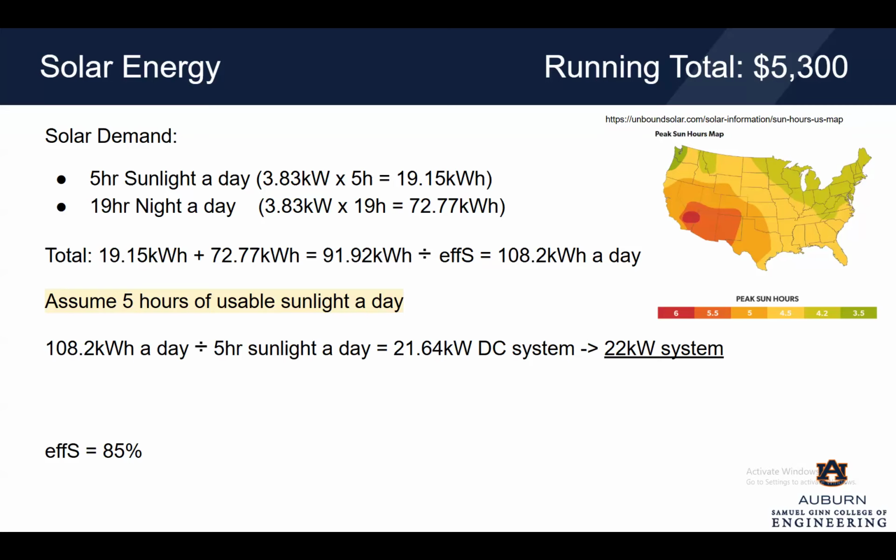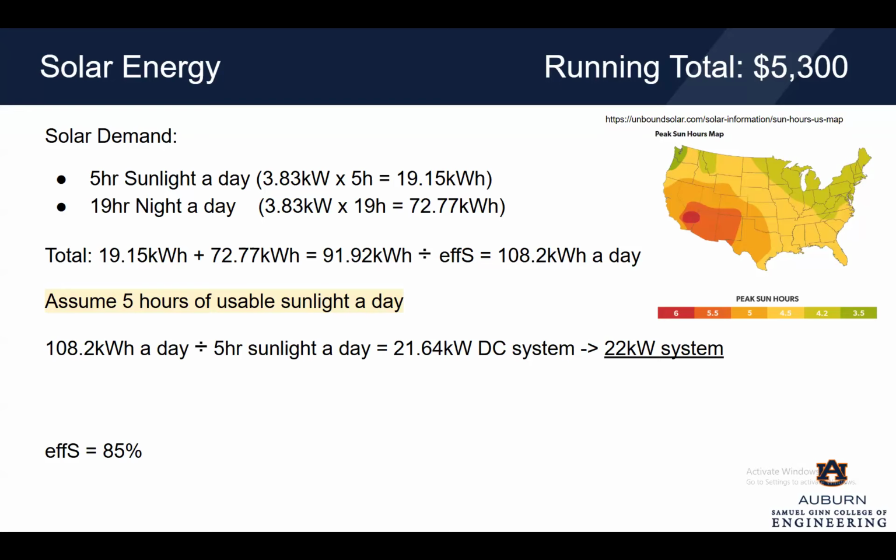That gives us 19.1 kilowatt hours in that 5-hour period. And then the 19 hours of night or no sunlight gives us 72 kilowatt hours. Add those together, divide by the efficiency of the system, which we're going to assume is 85%, gives us 108 kilowatt hours a day. With that 5 hours of sunlight a day, we need about a 21.64 kilowatt system. We're going to round that up to 22 kilowatts.